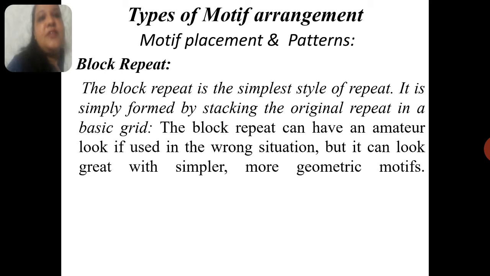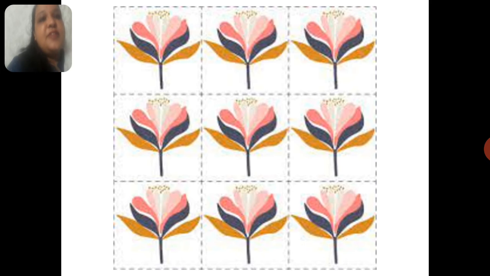Now we will discuss the motif placement and pattern. Block repeat. The block repeat is the simplest way of repeating. It is simply formed by stacking the original repeat in a basic grid. The block repeat can have an amateur look if used in the wrong situation, but it can look great with simpler, more geometrical motifs. This is the block pattern.